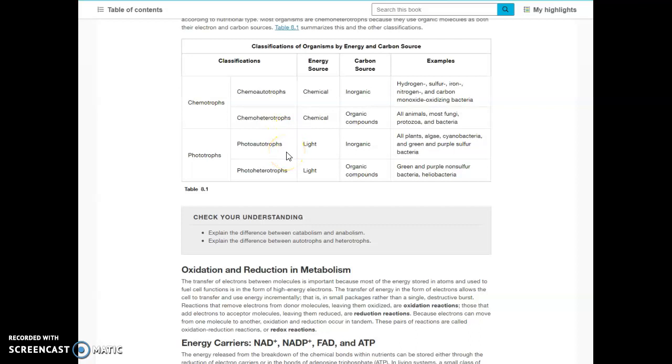Then if we look at our phototrophs here, all plants are photoautotrophs because they can make their own food using carbon dioxide from the air. Carbon dioxide is an inorganic compound. Algae, the cyanobacteria, and some of our green and purple sulfur bacteria are all photoautotrophs. And then our green and purple non-sulfur bacteria and our heliobacteria are photoheterotrophs. Their energy still comes from light, but they rely on organic compounds like we do for their carbon source. So make sure that you refresh over this.